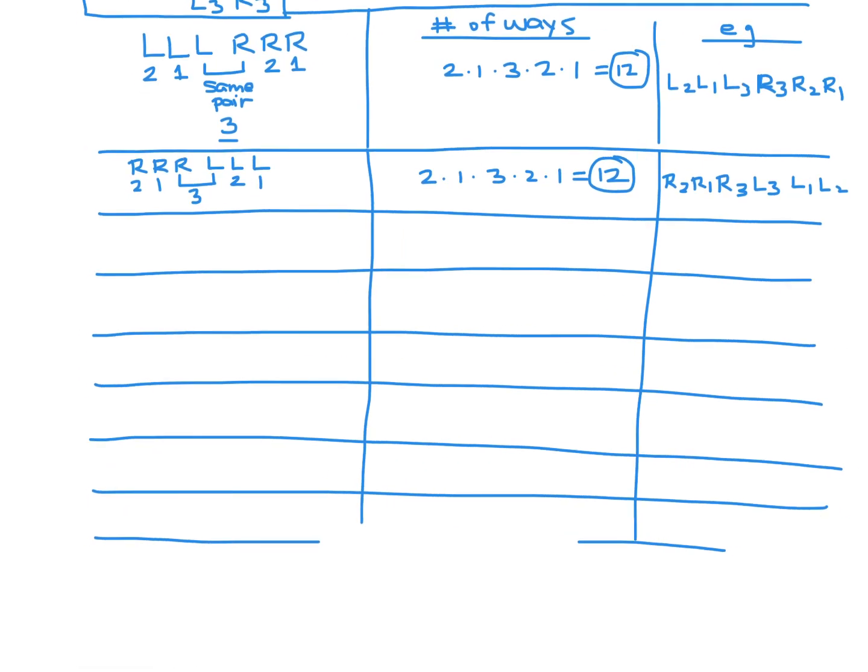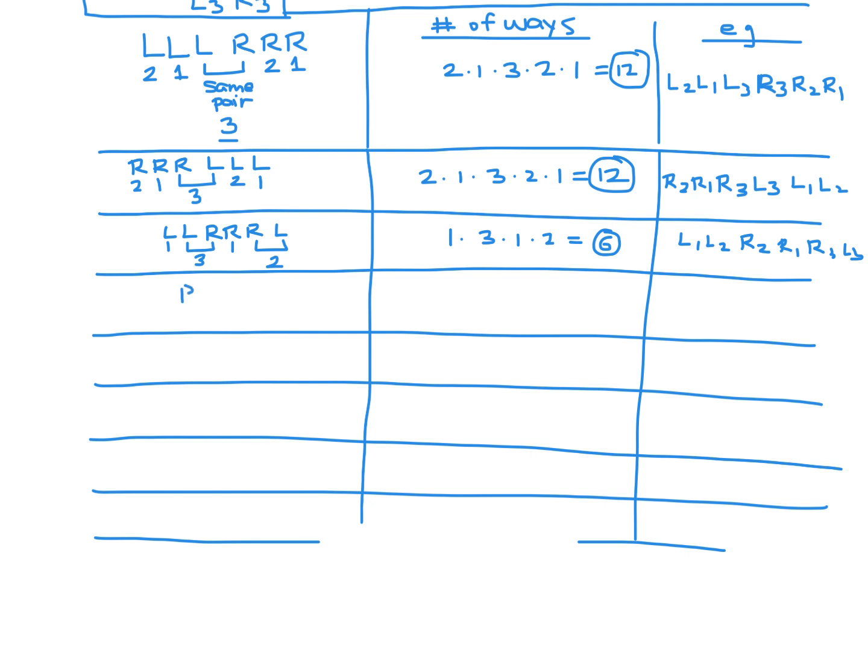The next one would be the R's in the middle this time, 1 L out here, and 2 L's out there. So these guys have to be the same pair, and these guys have to be the same pair. So you got 3 choices there, and 2 choices there, and then you just have 1 choice remaining for those guys. So it'd be 1 times 3 times 1 times 2, and that's 6. And an example of that is L1, L2, R2, R1, R3, L3. That's an example.